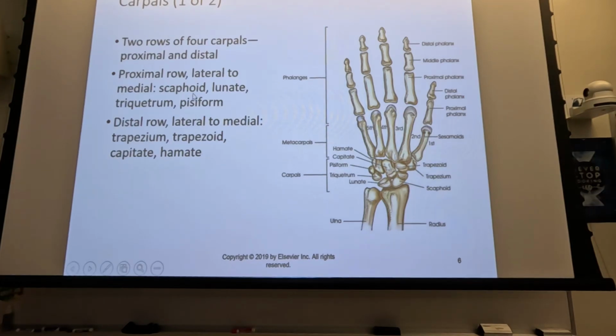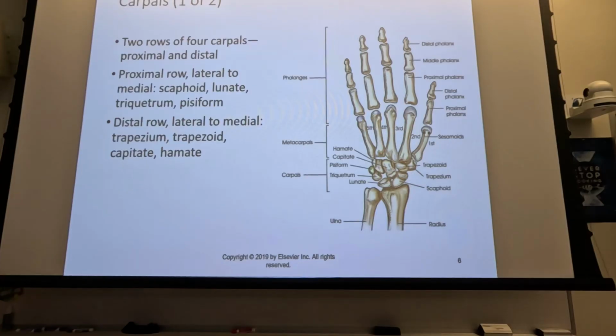So proximal row, we've got the scaphoid, and the scaphoid is the proximal lateral most. Again, this is the thumb, so that's a lateral most bone. So we've got the scaphoid, the lunate, the triquetrum, and the pisiform. So those are the 4 bones. Even though they kind of go distally, they're still the proximal row. So the scaphoid is the most commonly fractured bone of the wrist.